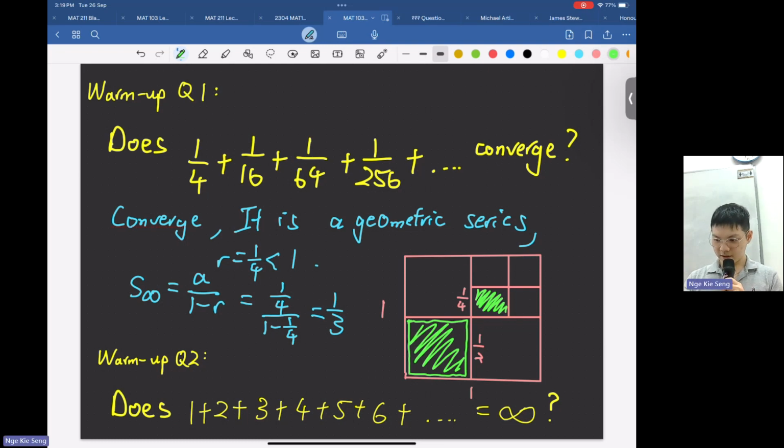And then we cut the top right square into 4 parts again. Okay, and then we keep doing it. Somehow you can see that when we take the area of all these squares, this converges to 1/3.